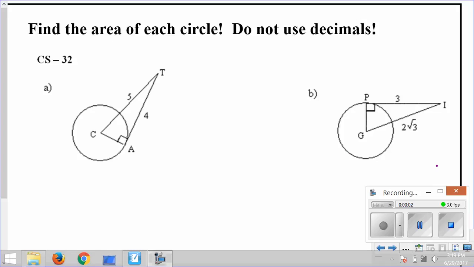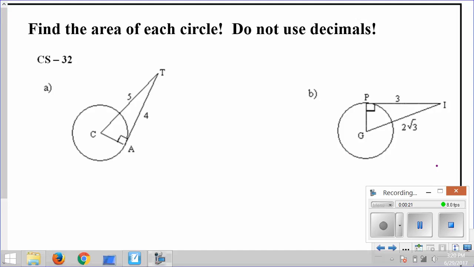Okay, so here we're supposed to find the area of each circle. So let's take a look. I'm noticing that we have segment AT, which is a tangent, and I know that because it's marked that way. You can see the 90 degrees, and it's intersecting the circle at one point.